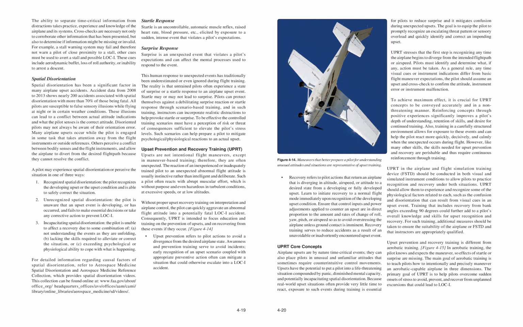It helps pilots reduce surprise, and it mitigates confusion during unexpected upsets. The goal is to equip the pilot to promptly recognize an escalating threat pattern or sensory overload and quickly identify and correct an impending upset. UPRT stresses that the first step is recognizing any time the airplane begins to diverge from the intended flight path or airspeed. Pilots must identify and determine what, if any, action must be taken. As a general rule, anytime visual cues or instrument indications differ from basic flight maneuver expectations, the pilot should assume an upset and cross-check to confirm the attitude, instrument error, or instrument malfunction.